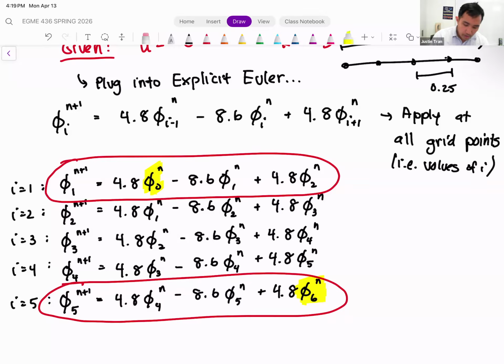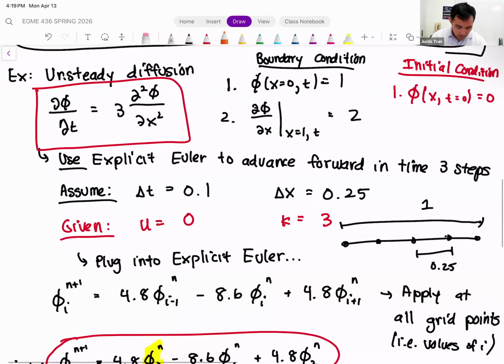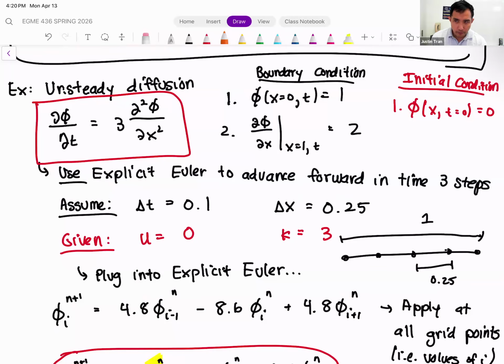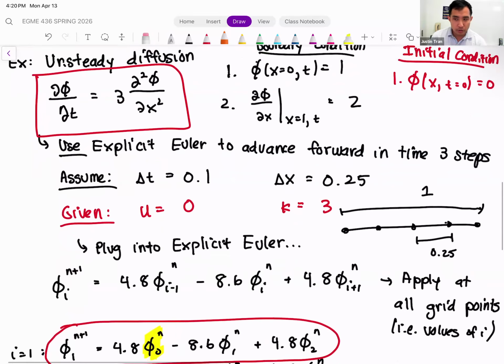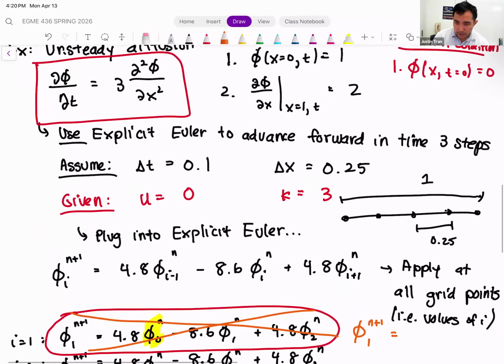Okay. So the way we apply boundary conditions here is going to be very similar, but not exactly the same. Our first boundary condition, let's do the left-hand side first, says that phi at x is equal to 0 and t is equal to 1. Okay, so that right there is a Dirichlet boundary condition. Let's go ahead and cross this out just because we can't use this equation here. Instead, we're going to have an equation for phi 1 at n plus 1. That boundary condition is telling us that for all values of time, the value of our solution phi at that grid point is going to be equal to 1.